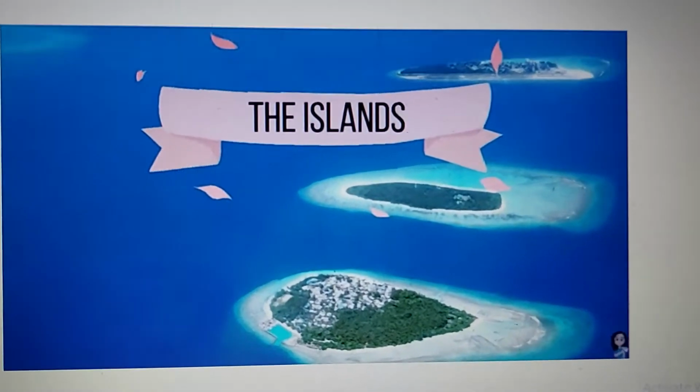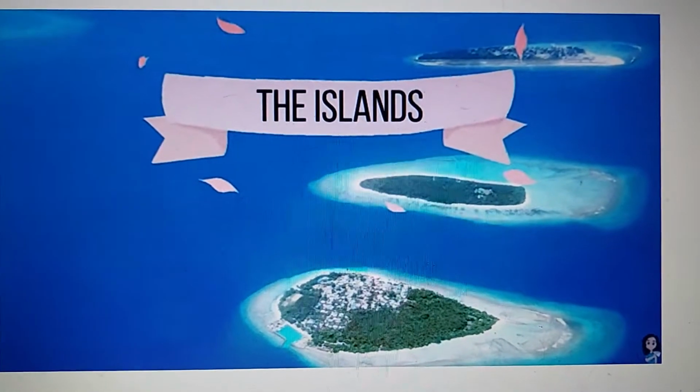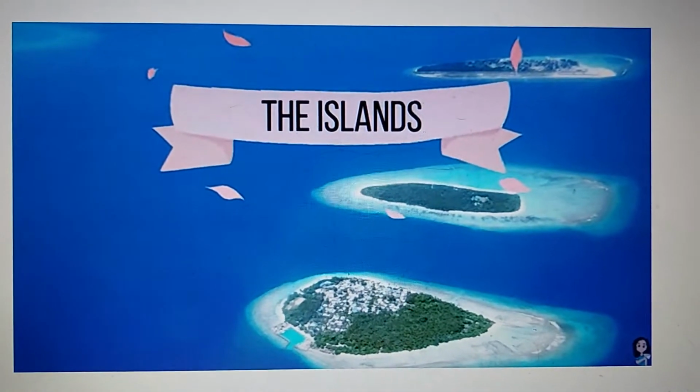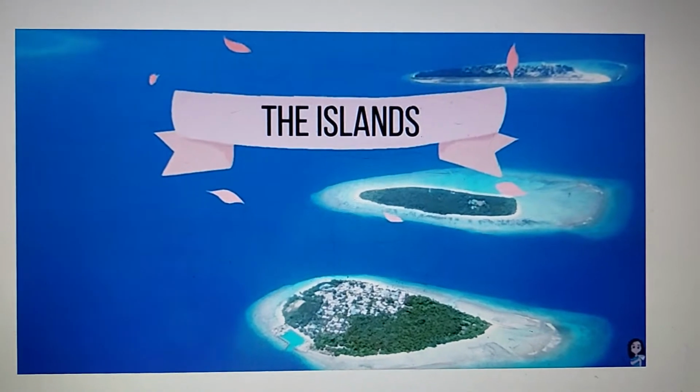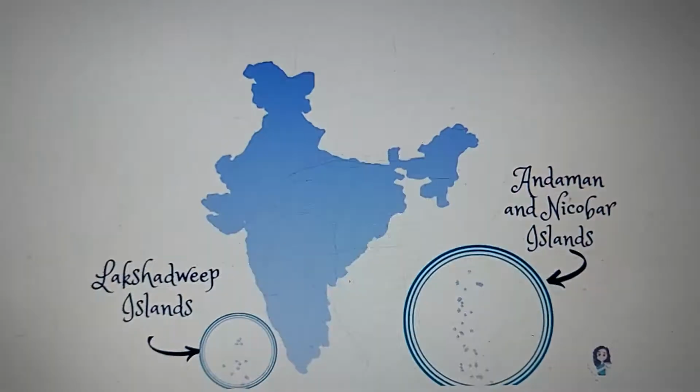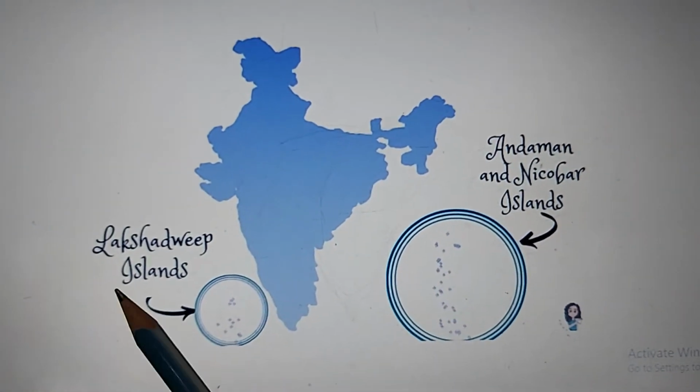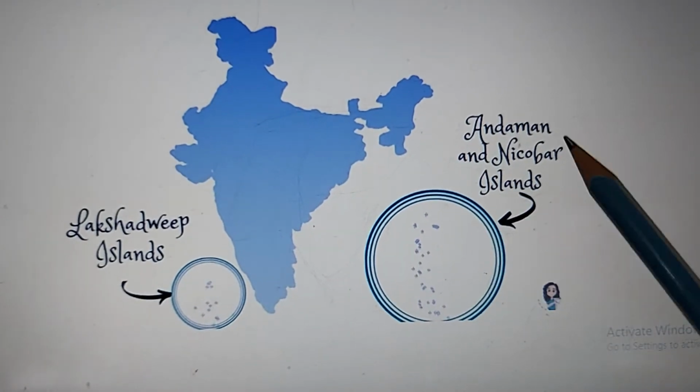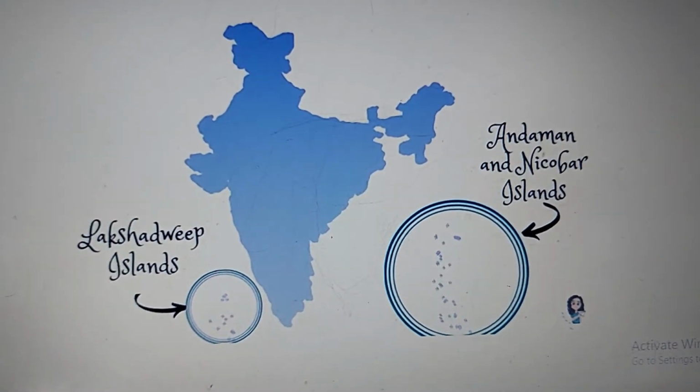So children, now let us learn about the islands. There are two islands found in a part of our country. Apart from mainland India, we have two islands. One is Lakshadweep in the Arabian Sea, and the other is the Andaman and Nicobar Islands in the Bay of Bengal.